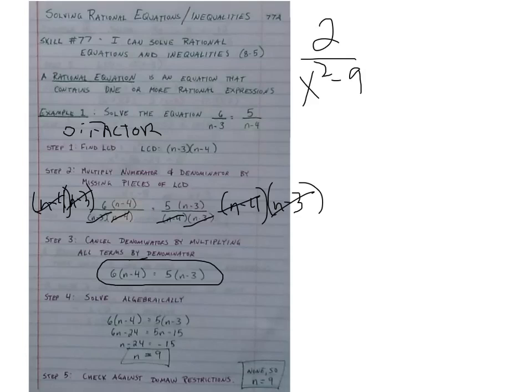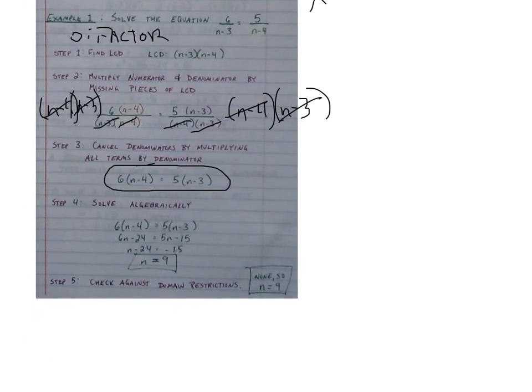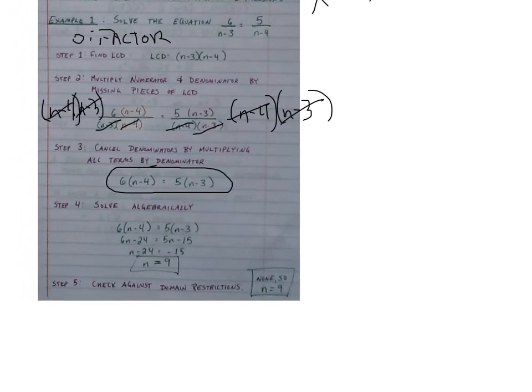We first distribute in the 6 to get 6n minus 24. We distribute in the 5 to get 5n minus 15. And we solve for n. The last thing we want to do is check our answer against the constraints. Our constraints were n cannot be 3 and n cannot be 4. So there is no conflict there. So we are happy with the answer of n equals 9.